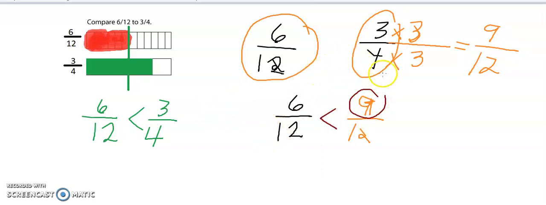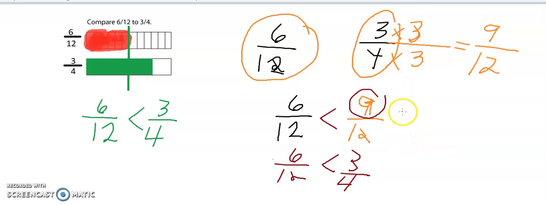So we rewrite it again, 3 fourths, 6 twelfths, less than 3. Oh, sorry. 3 fourths. Okay? So hopefully that helps you out in comparing ordered fractions. Remember, use your fraction strips to help you out.